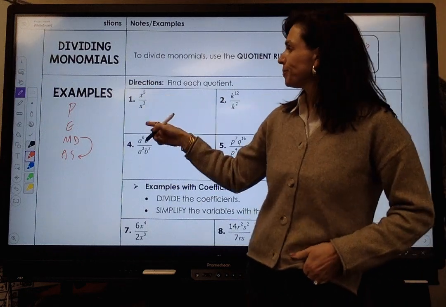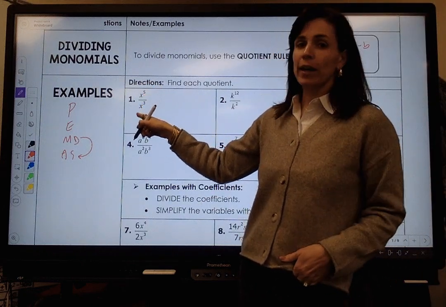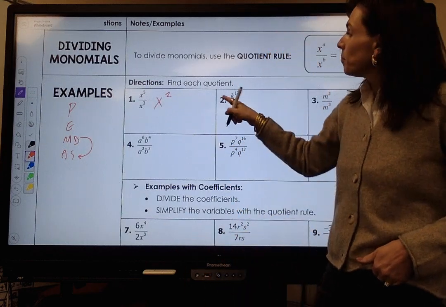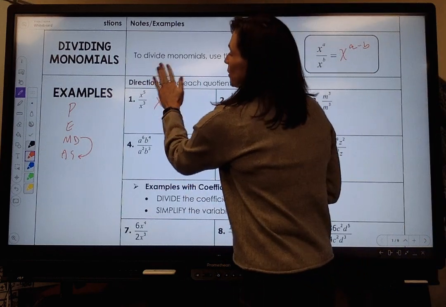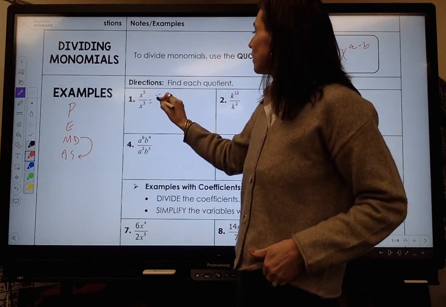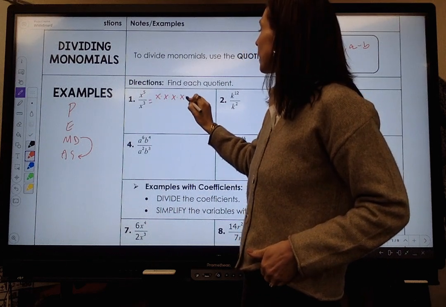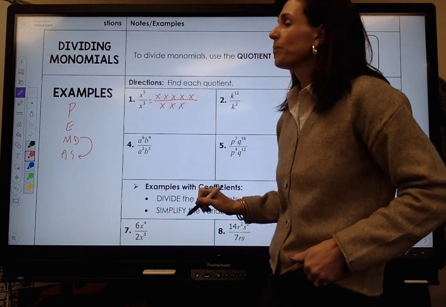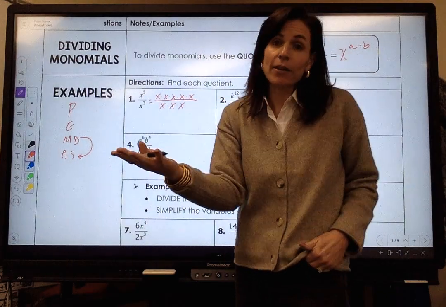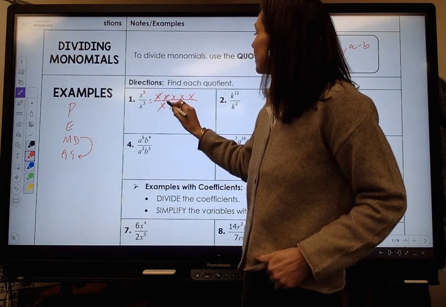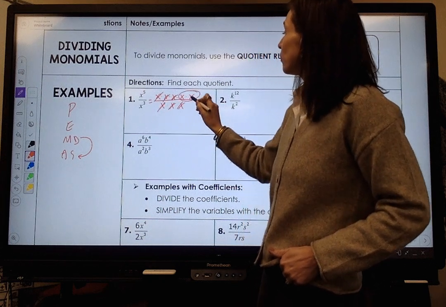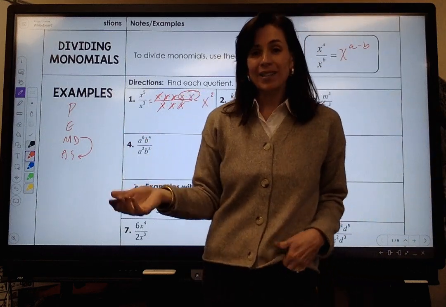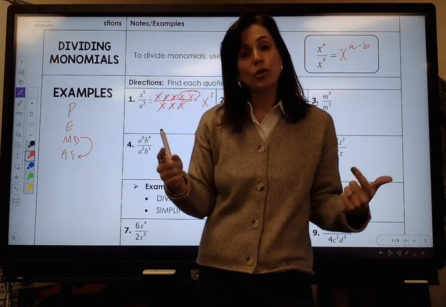Just like over here, x to the fifth over x to the third is going to be x squared. Let me talk about the meaning. If you had this written as x times x times x times x times x, all over x times x times x, anything divided by itself cancels out. So these cancel out, these cancel out, and these cancel out, and you're left with x squared. It's positive, so you have more on top.